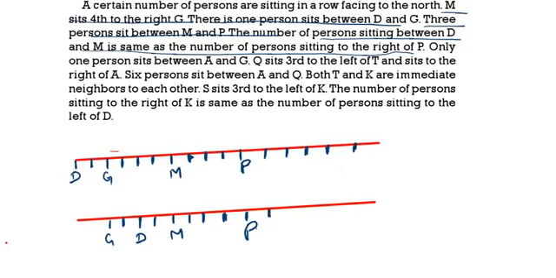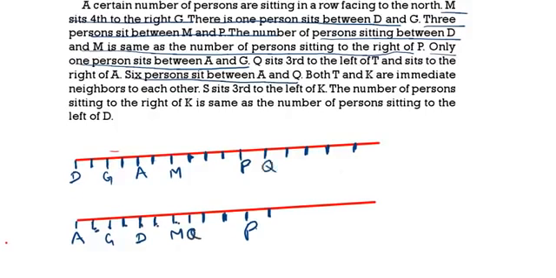Then see the next thing. Only one person is there between A and G. We will take like this. Then six persons are there between A and Q. So between A and Q, 1, 2, 3, 4, 5, 6. Here also 1, 2, 3, 4, 5, 6. So here you can write down Q. Here you can write down Q.